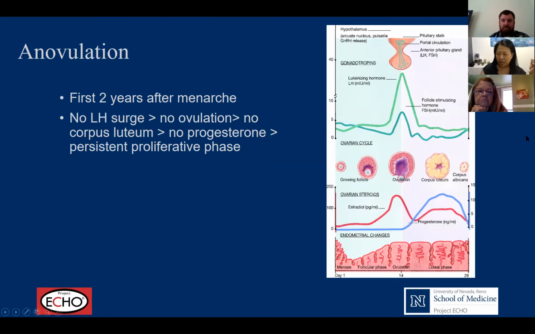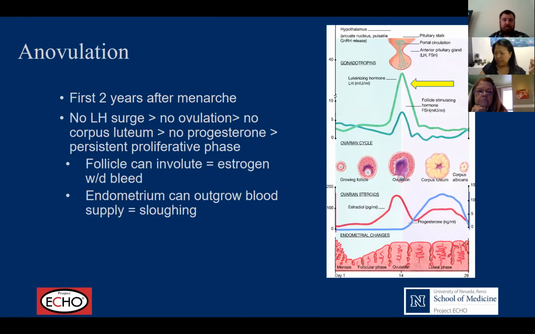So it can happen. In the physiology, what happens is there's no LH surge, okay? If you don't have an LH surge, you don't ovulate. If you don't ovulate, you don't get a corpus luteum. If you don't have a corpus luteum, then you don't have secretion of progesterone. And all these things have to happen to have a normal period.